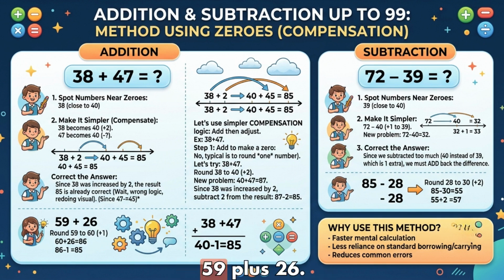Other examples. 59 plus 26. Round 59 to 60, adding 1. 60 plus 26 equals 86. 86 minus 1 equals 85. 85 minus 28. Round 28 to 30, adding 2. 85 minus 30 equals 55. 55 plus 2 equals 57.